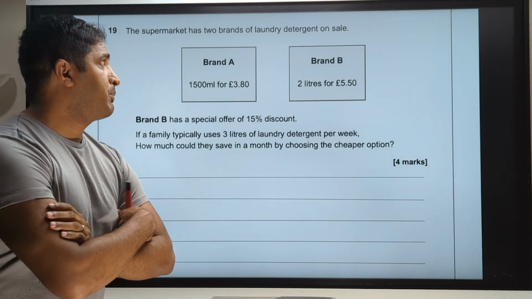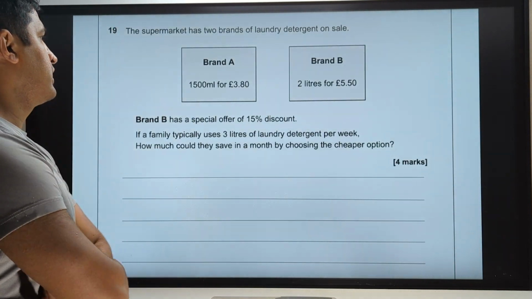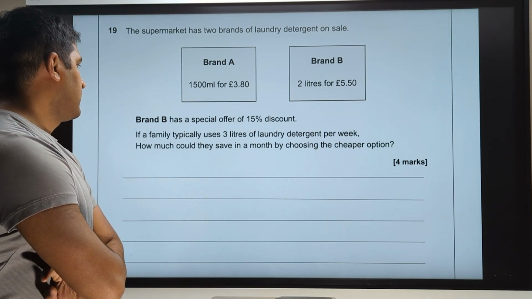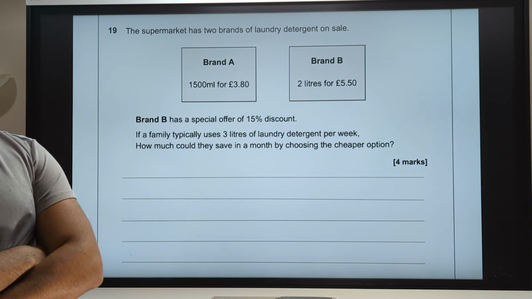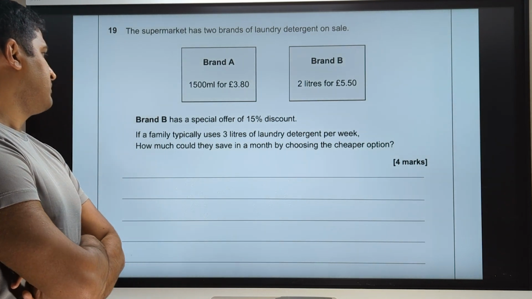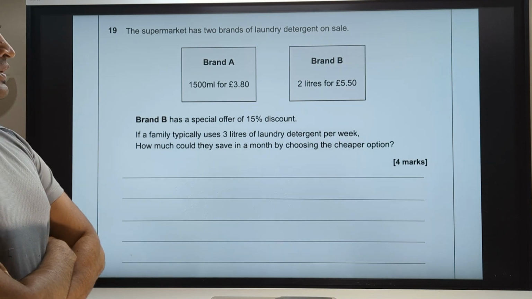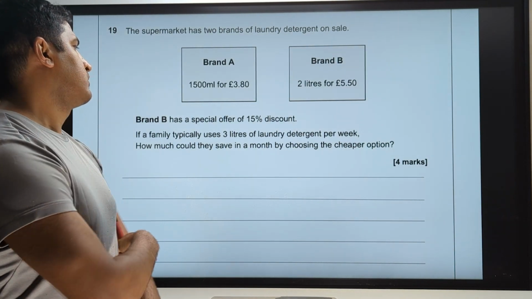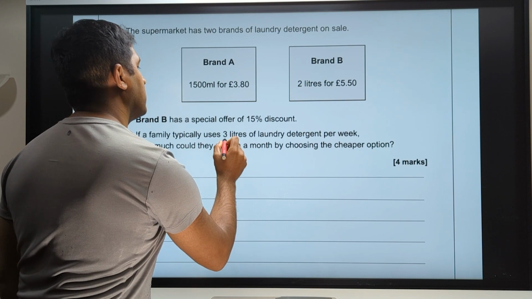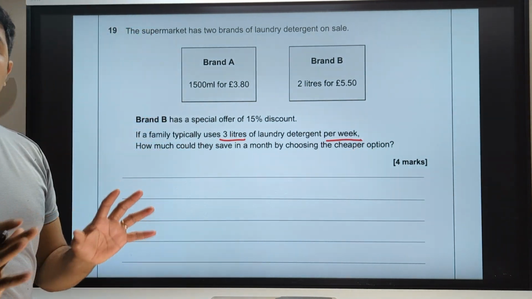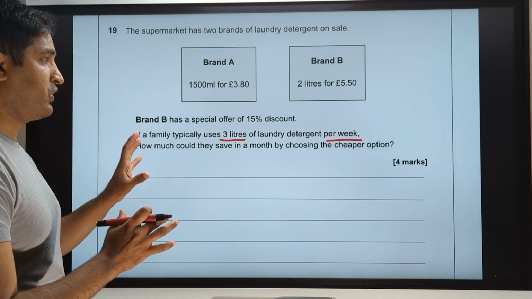The supermarket has brands of laundry detergent on sale. Brand B has a special offer. A family typically uses 3 liters of laundry detergent per week. How much could they save in a month by choosing the cheaper option? So they use 3 liters of laundry detergent per week. Really important: you can box the question, meaning box the special things.